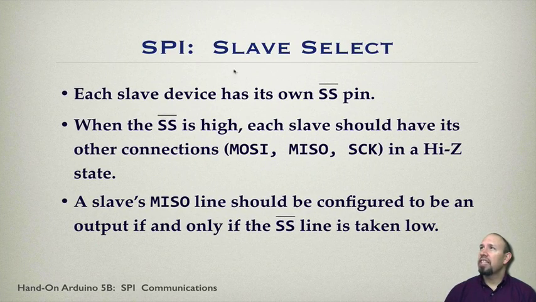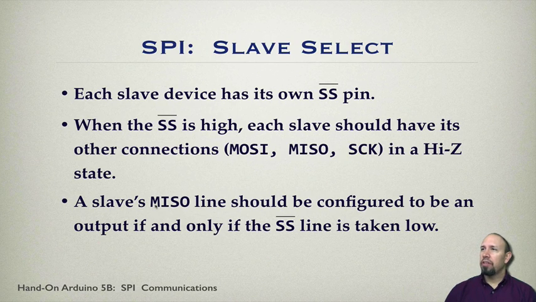In terms of the slave select, each slave device has its own slave select pin. When the slave select is high, each slave should have its other connections in a high impedance state. Okay, that's the way they should be set up. A lot of this is done automatically by the SPI libraries in the Arduino, so we don't actually have to think about putting it into a high impedance state.